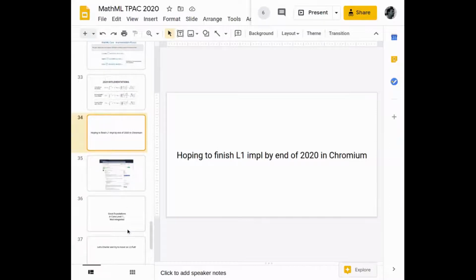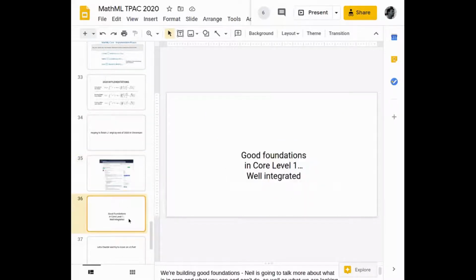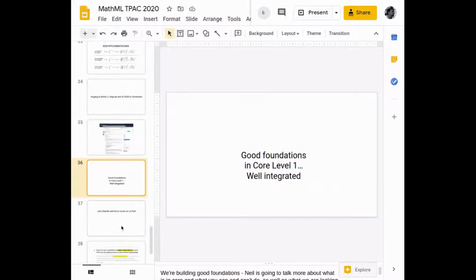So we're hoping to finish up our level one implementation in Chromium by the end of 2020. We recently had a TAG review complete, and we think that that was really, really good. And we believe that we have good foundations in level one. Neil is going to tell you more about what is and isn't in level one and why. We think it's really well integrated with the platform.